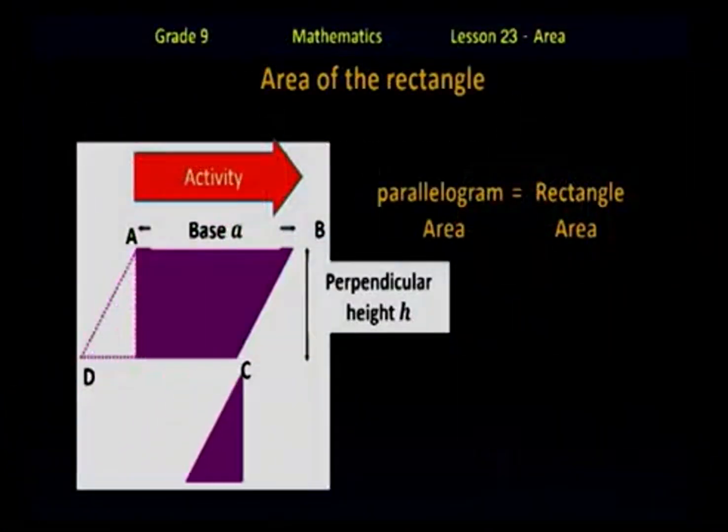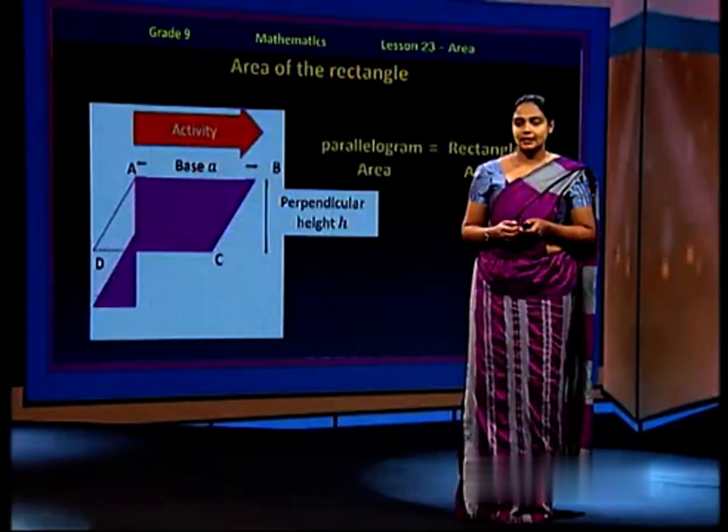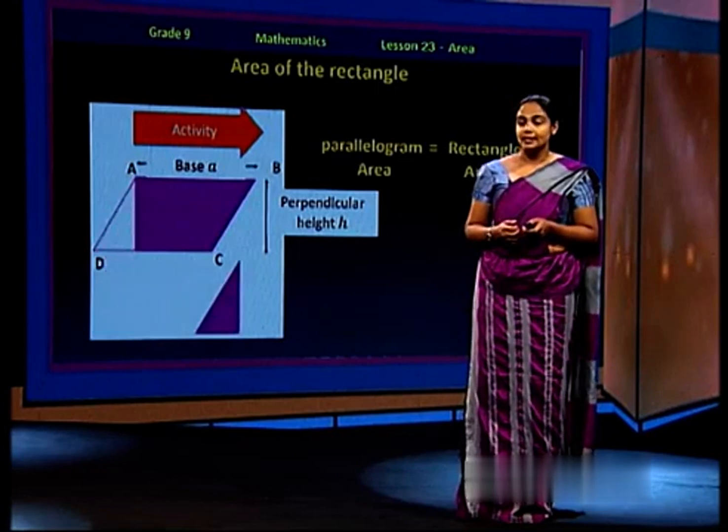There is a small activity. Now we have parallelogram ABCD. Base is AB. It is highlighted. Then perpendicular height is shown by simple H. And the triangular portion is removed and fixed to the other side. Then what happens? From the parallelogram, another rectangle is formed.